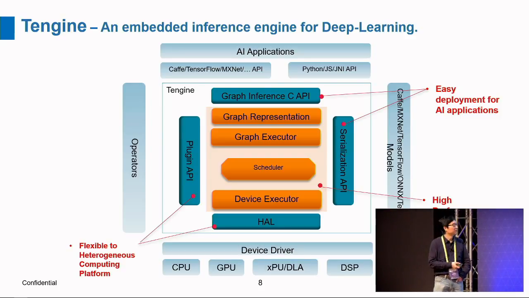Another more important thing is we support Caffe, MXNet and TensorFlow's pre-trained models. You don't need to translate that to another model. You just need to load it and run it. We also support ONNX, which is like a standard model. Okay, this is T-Engine.